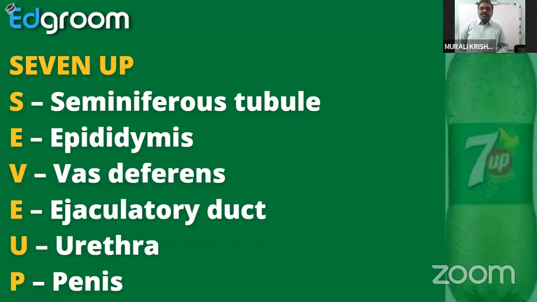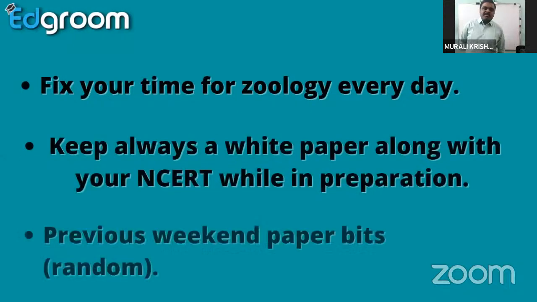Another one is 7-Up, which is a familiar drink for us. That is seminiferous tubule, epididymis, vas deferens, ejaculatory duct, urethra, and penis. So in such cases also, you can find it easier to understand the flow of the components. In some cases it can be very useful, but not always. These are useful for straight bits, but when there are applied bits or deviated bits, in those cases it may not be much useful. That is my opinion. For some students it can be beneficial.